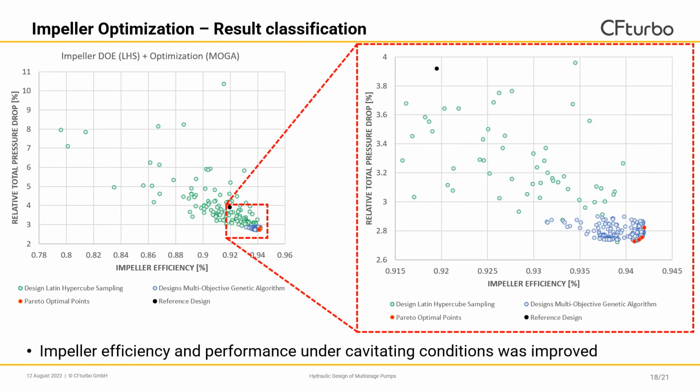If we zoom in a little bit further, you can see we started right here with the black dot, which is our reference design. Then we were able to improve this design just by running a sampling, and again we were able to further improve it by running an optimization, and in the end we got a Pareto front, and from this Pareto front we selected Pareto optimal points displayed as red dots.